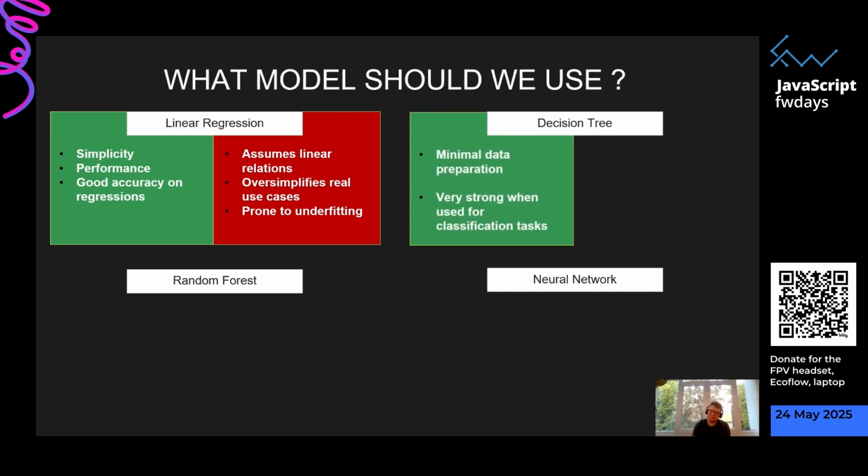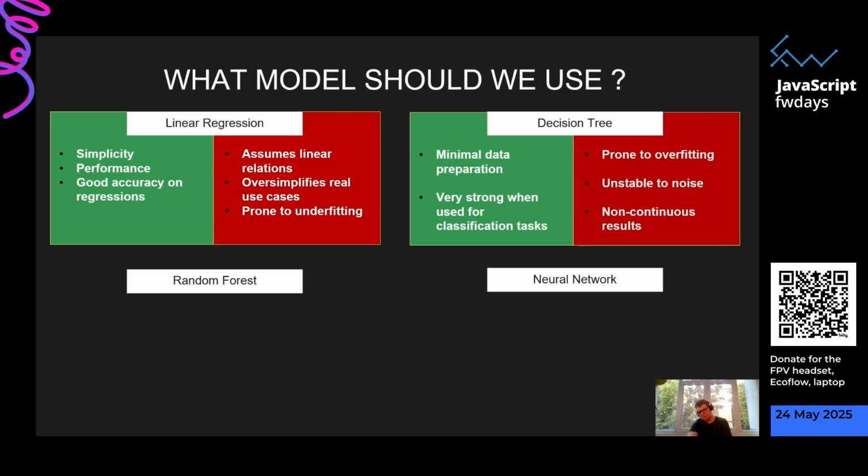So we have another option with the decision tree, where it has minimal data preparation. I just give you the raw data. It's very strong when it comes to classification tasks, like the example with the cats and the dogs. Nice. But I don't want to define which is a cat and which is a dog. I have a pretty complex use case here, not really just classifying which is which. So there's the issue, as I told you.